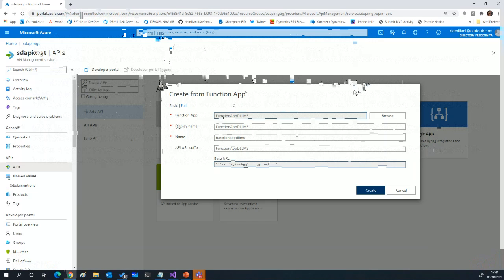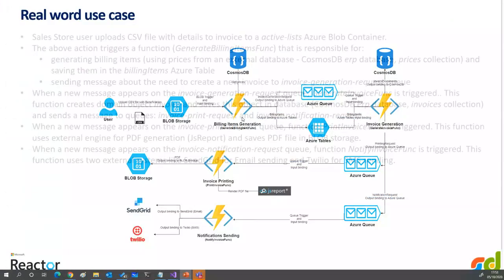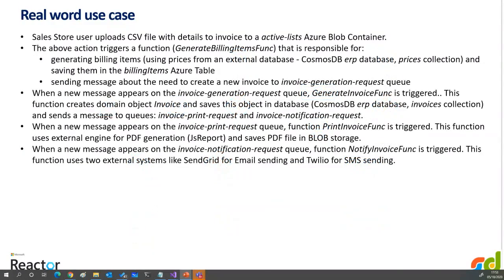When a message arrives to this queue, a new Azure function is triggered. This is called the generate invoice function. This function creates the invoice, saves these objects to the same Cosmos DB database in an invoices collection, and sends a message to a queue called invoice print, and another message to the invoice notification request.